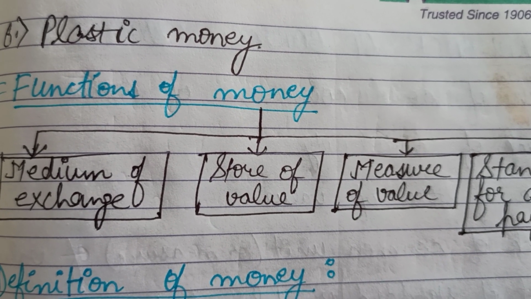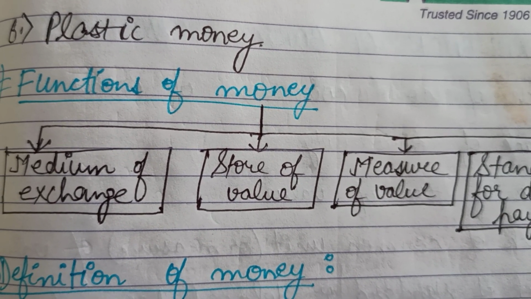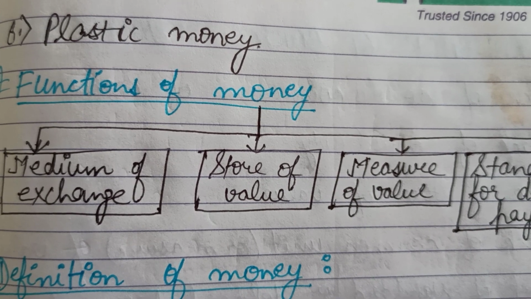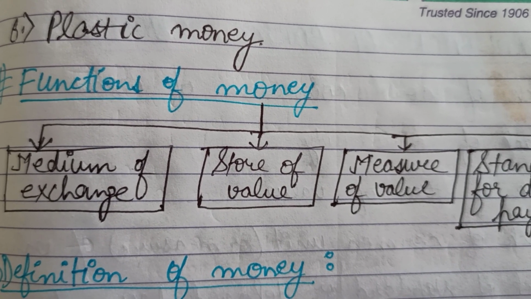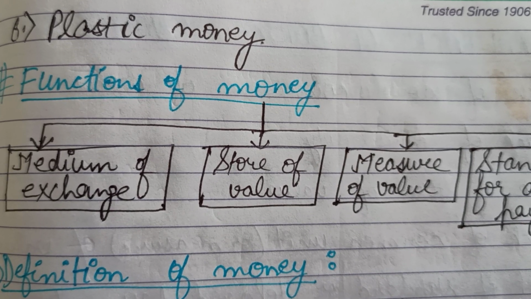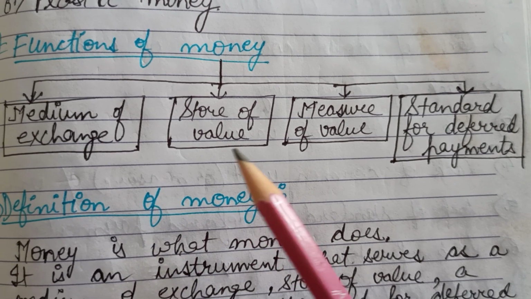So this was all about the evolution of money, or how money evolved after the barter system of exchange. Therefore, money is now used as a medium of exchange for various transactions to take place. Now after that, we will study the functions of money.